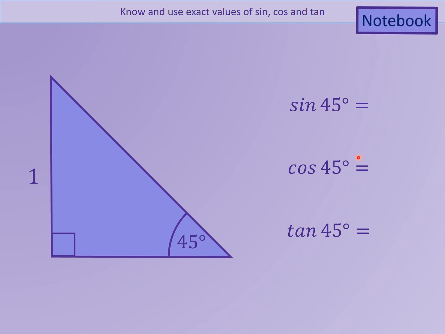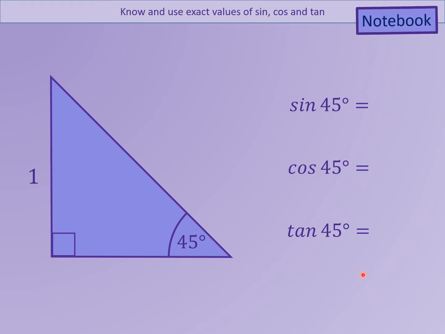A2 Maths exact values. What I'd like you to do, just using your basic trigonometry skills from GCSE, is work out the missing sides, and then have a go at working out sine 45, cos 45 and tan 45 without using your calculator. Make sure that you leave your answers in exact form. I'll pause, give you a chance to have a go yourselves, and then just carry on the PowerPoint when you're ready.